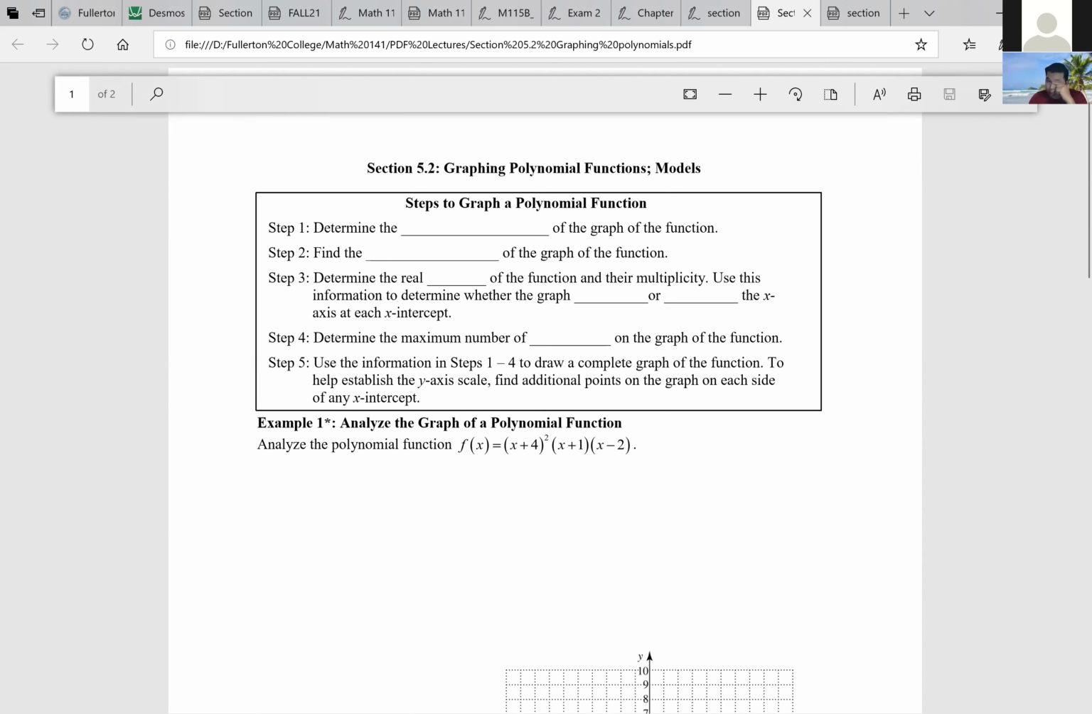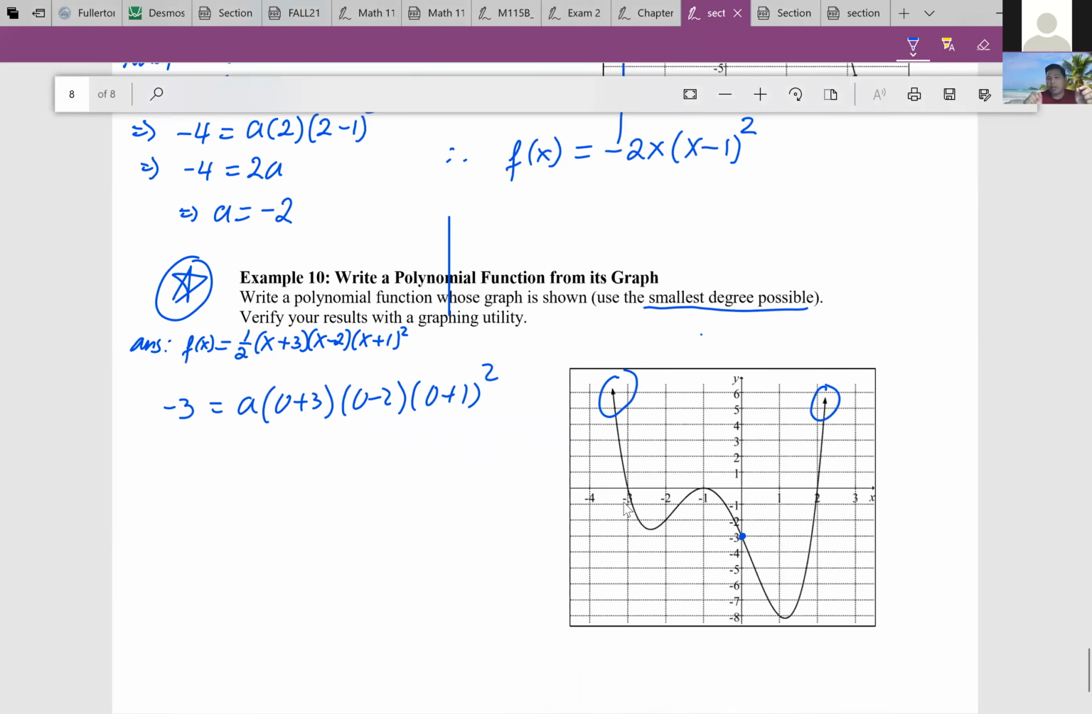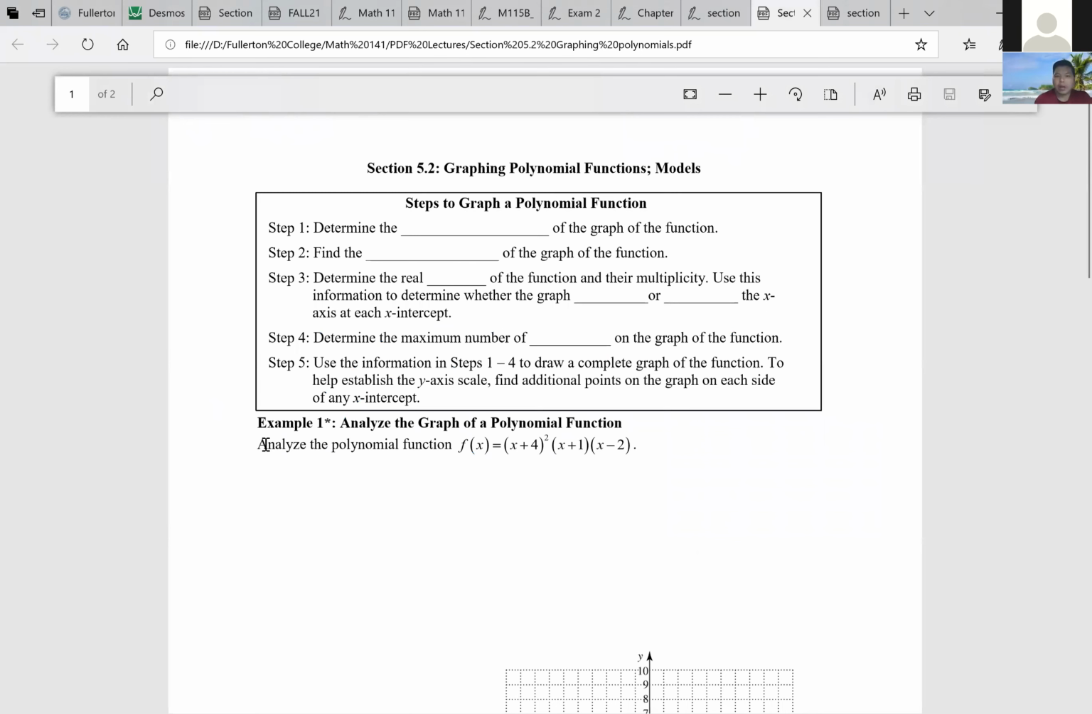In order to plot a polynomial function, we need a few factors, right? The first one is you need to take a look at the end behavior of the graph, so you have an idea what the shape is going to look like. For example, if you look at this curve here, both ends going upward means that it has to be an even degree, right? That's how we know the shape of the graph. All right, so step one, determine the end behavior of the function.